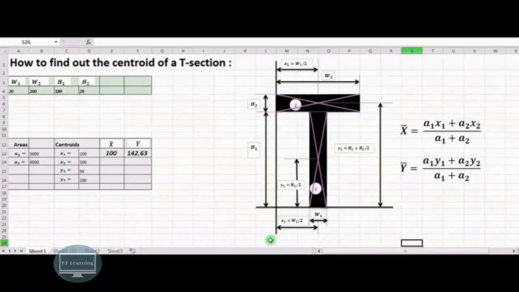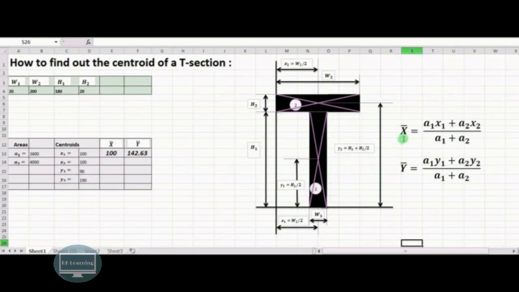So this video explains how to find the centroid and then the moment of inertia of a composite section. Here we have considered a simple section, that is the T section. As you can see, this is the width W1, this is the height H1, this is the width W2, and this is the height H2. You can substitute these values, and if you want you can use this Excel sheet directly to find the values of x bar, y bar, and then Ixx and Iyy also.